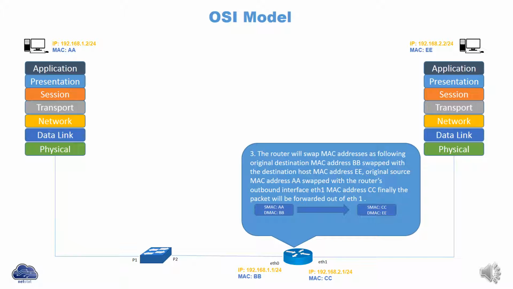The router will swap the source and destination MAC addresses with the new ones and forward the packet.